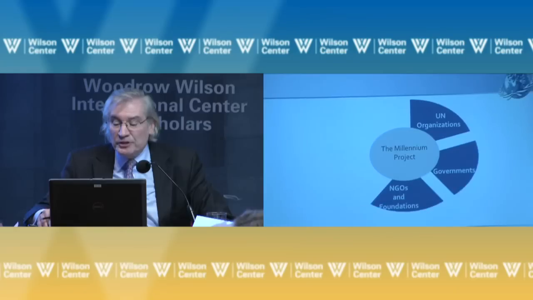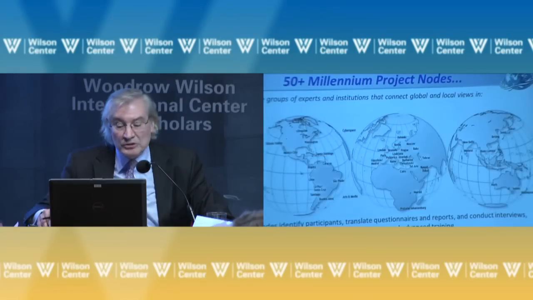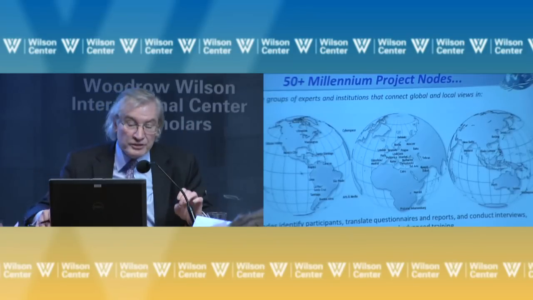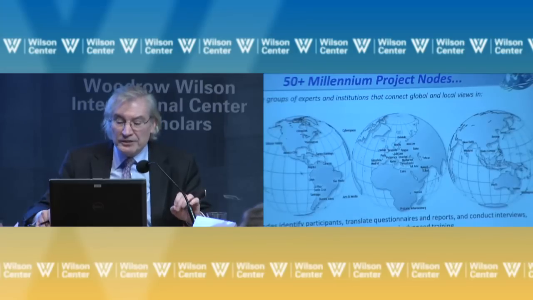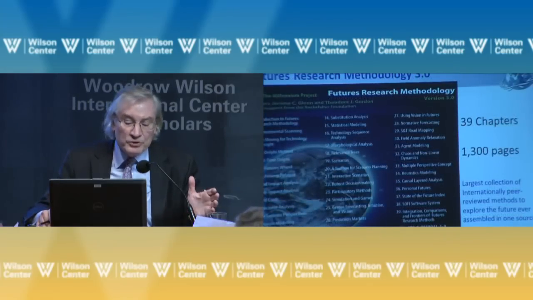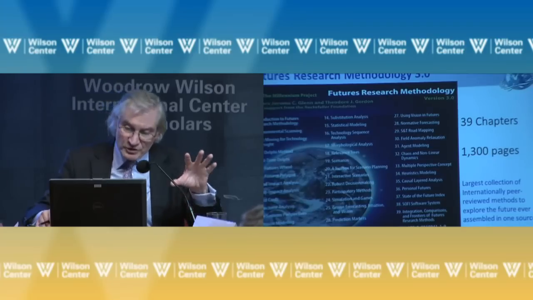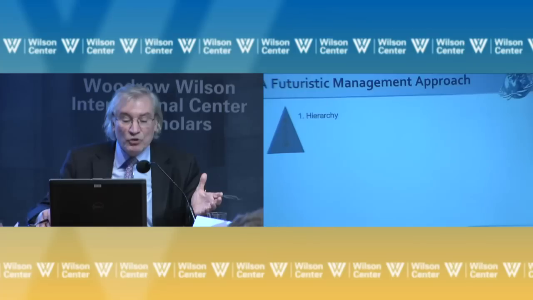So the Millennium Project is put together by these institutional categories to become a trans institution, 50 nodes around the world. All of our stuff gets vetted through all these different areas, so it's a global report done through a global, decentralized process. We also produce the Futures Research Methodology Series. This is the largest internationally peer-reviewed set of methods on how to explore the future, which is also inside the collective intelligence system.